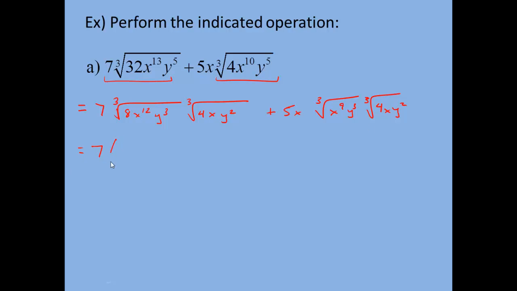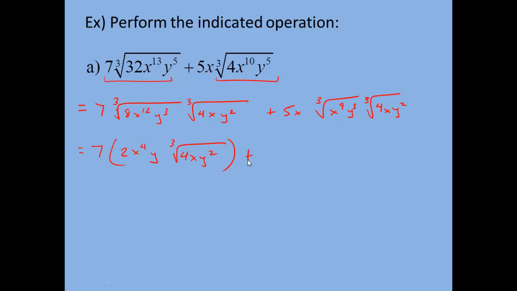Simplifying this, it is going to be 7 times. Now evaluating this first cubed root, remember it's a perfect cube, so it should evaluate nicely. Cubed root of 8 is 2. Cubed root of x to the 12 is x to the 12 divided by 3, which gives us 4. Y to the 3 divided by 3, taking the cubed root of that makes that just y to the 1, so let's write it as y. And this will be the cubed root of 4xy squared.